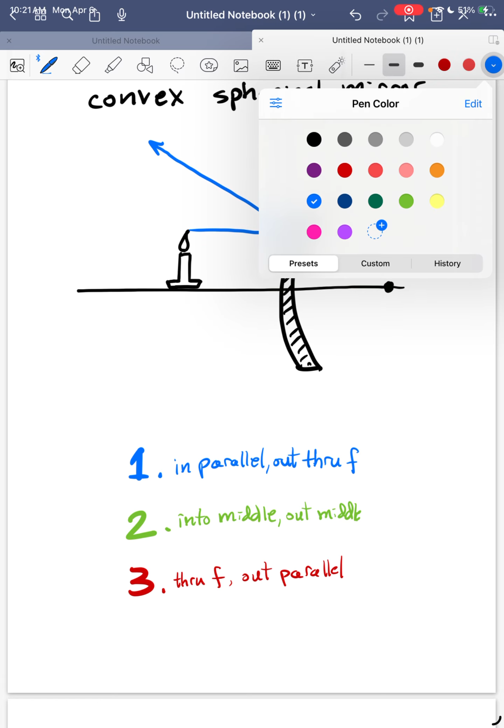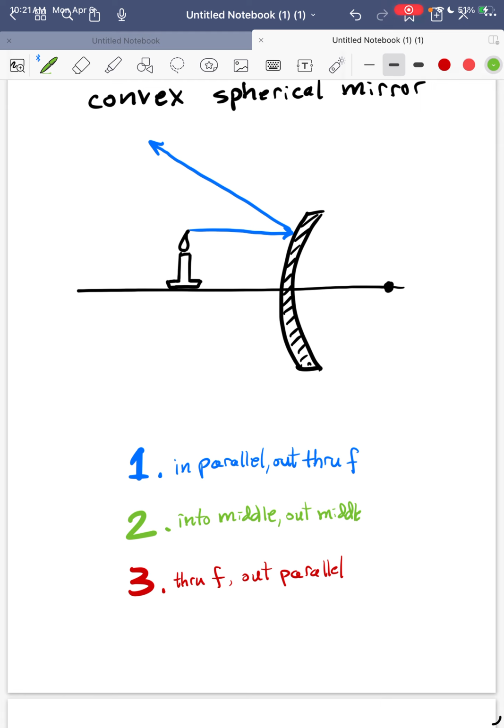The next one is the green one. And that's into the middle and then out of the middle. So it goes right into the middle and it comes out at approximately the same angle, like that. Okay. And let me just make a point here. 2 rays are enough. So I could trace this one back. I could trace this back. And I could also trace this one back. Right there where they intersect, that will be the tip of the candle, okay?